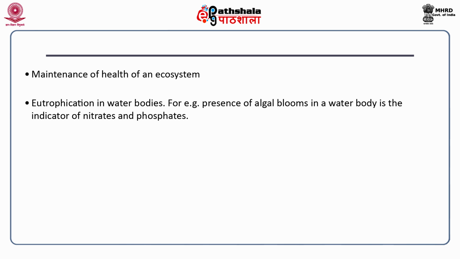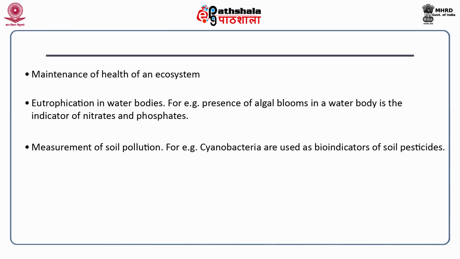For example, the presence of algal blooms in a water body is the indicator of presence of nitrates and phosphates in the water. Measurement of soil pollution can also be carried out using bioindicators. For example, cyanobacteria are used for the bioindication of presence of soil pesticides. Monitoring of biodiversity and the conservation of ecosystem is also carried out using bioindicators.